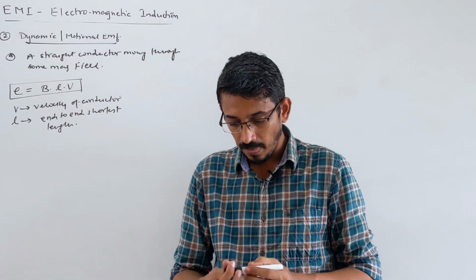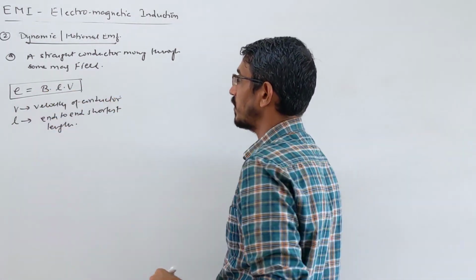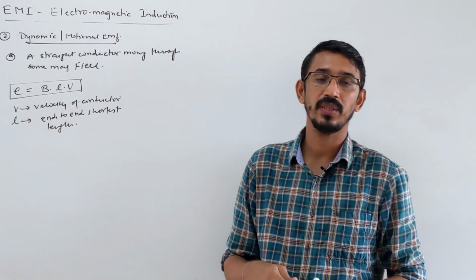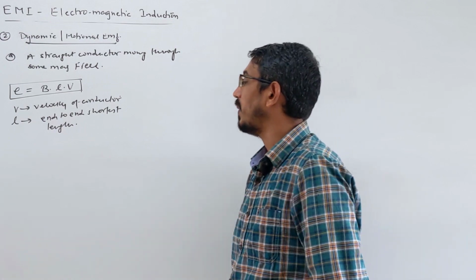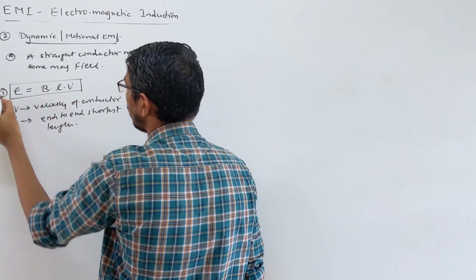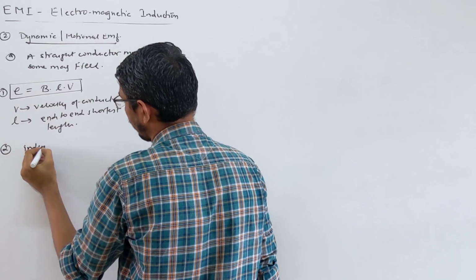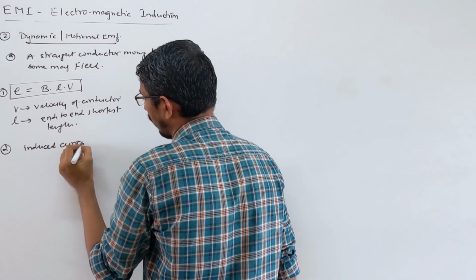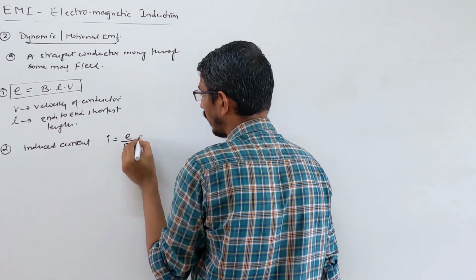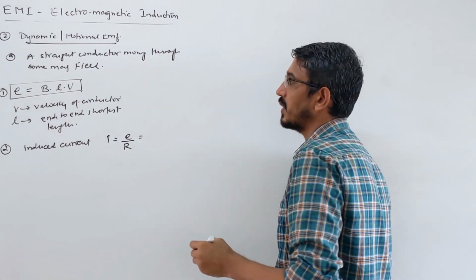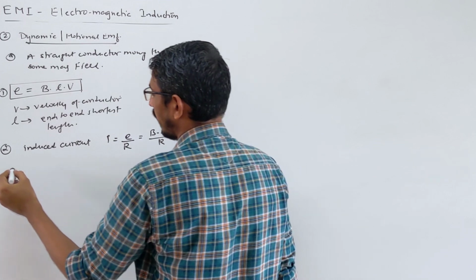Suppose we will see some examples here. This EMF induced is called motional EMF, due to the motion of the conductor: magnetic field, length of the conductor and velocity. Apart from the EMF, they can also ask you about induced current, like we have done for the starting topic. That is E by R, the EMF induced divided by resistance, so you can write BLV by R. That's your answer.